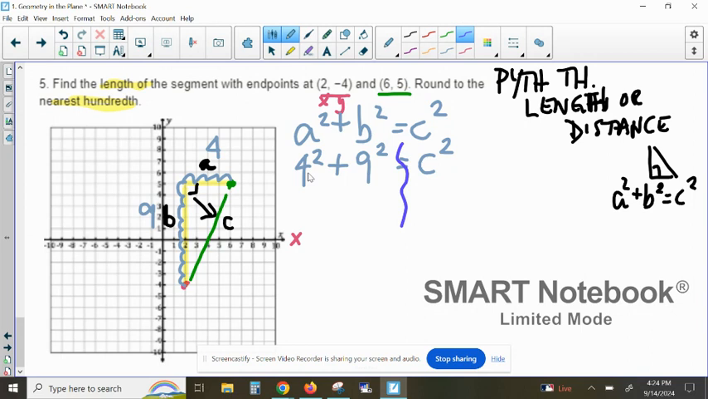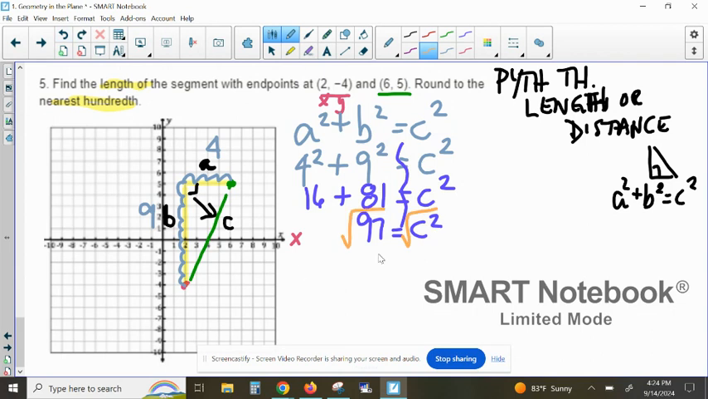Let's do some math. 4 to the second power is 4 times 4, that's 16. 9 to the second power is 9 times 9, that's 81. Check those in your calculator. Now I've got those like terms on one side: 16 plus 81 gives 97. So 97 equals C squared. If I look at this line, it is not 97 blocks long, so clearly I am not done yet. To get rid of this squared, I have to square root both sides.